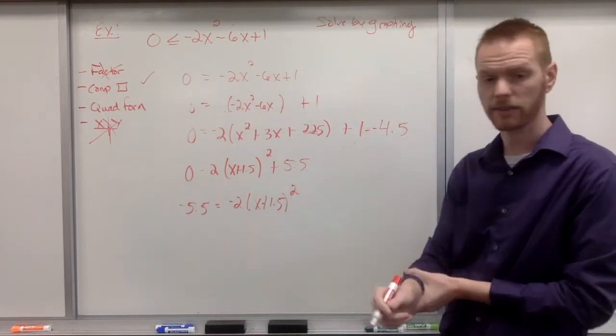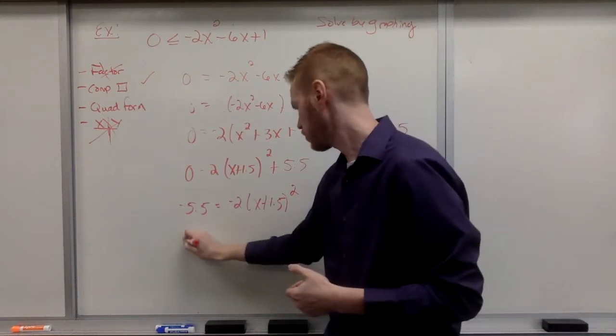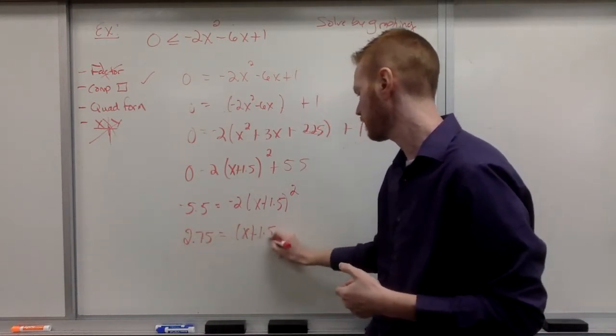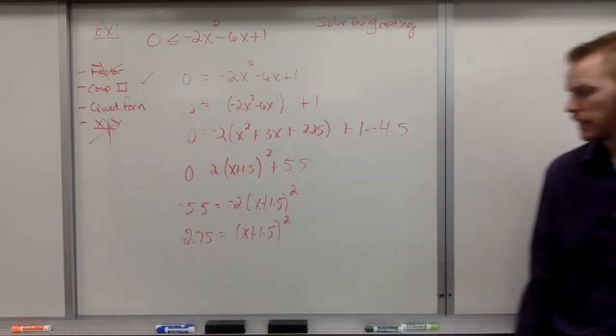Just like that. Divide both sides by -2. I get 2.75 on this side, and then (x + 1.5) quantity squared, okay? Take the square root.